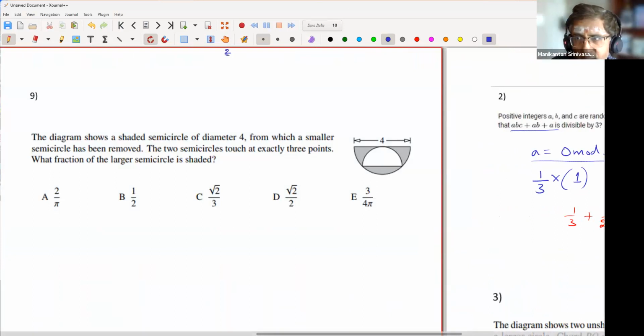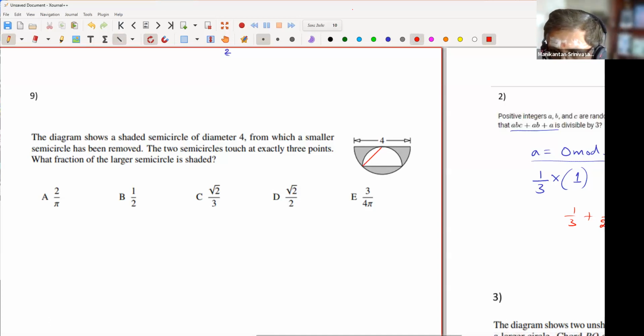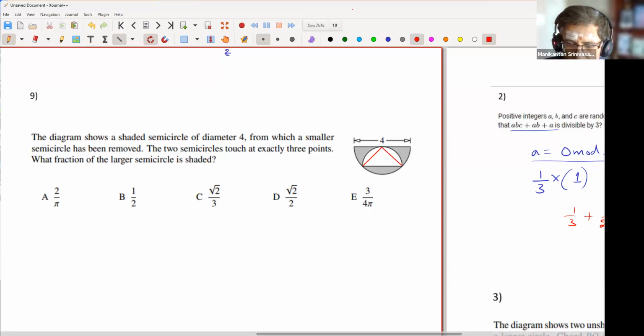The diagram: a semicircle of diameter 4, from which a smaller semicircle is removed. The two semicircles touch at exactly 3 points. If I draw, the angle in a semicircle is 90. If I just draw an isosceles right triangle here, that's it, the matter is done already. So this is 2 and this is 2. The radius is 2.